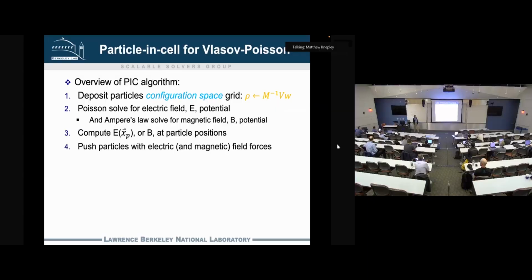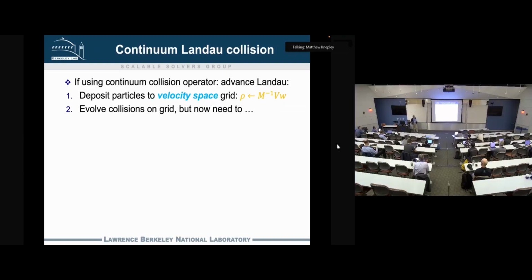And then you push particles. That gives you a force, electromagnetic forces on the particles, and you use that to push your particles to evolve your particle state. Okay, so if you've got a Landau collision, or if you've got a grid-based collision operator, then you would follow this, or you would separately evolve your collision operator, and it starts off with the same process, putting it onto a grid.